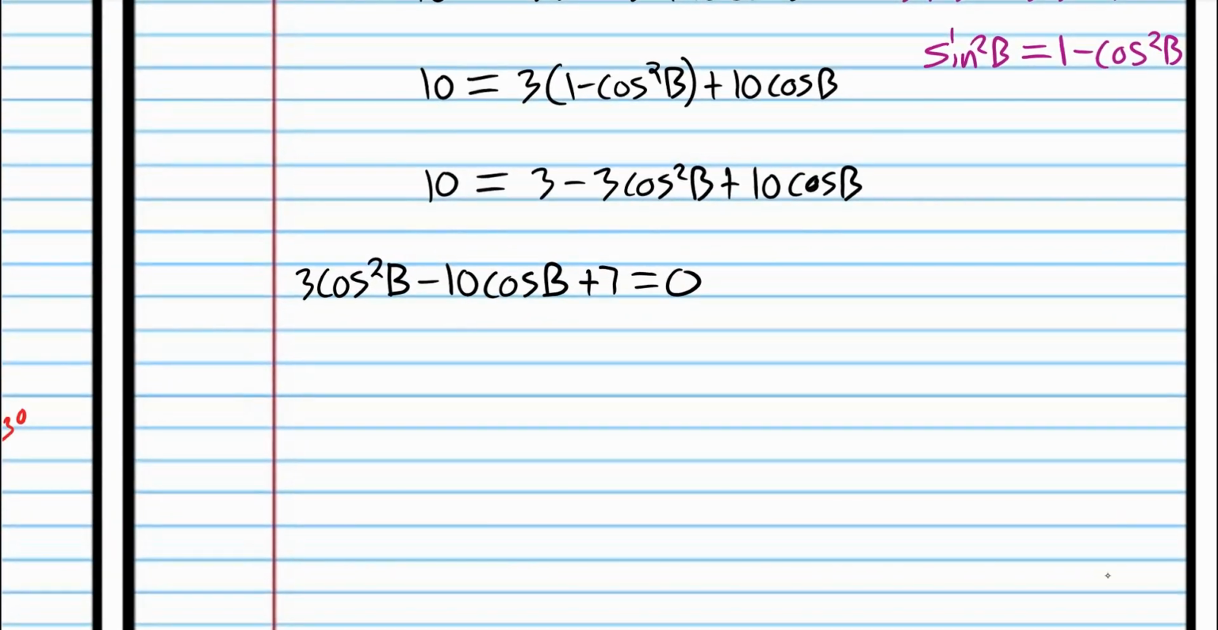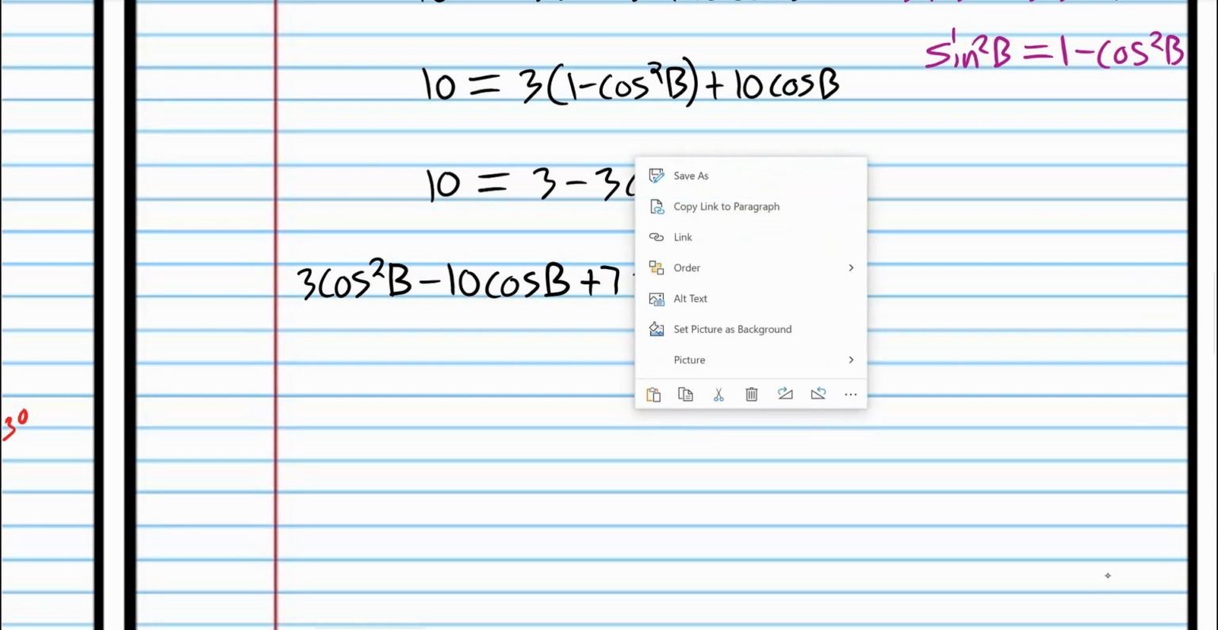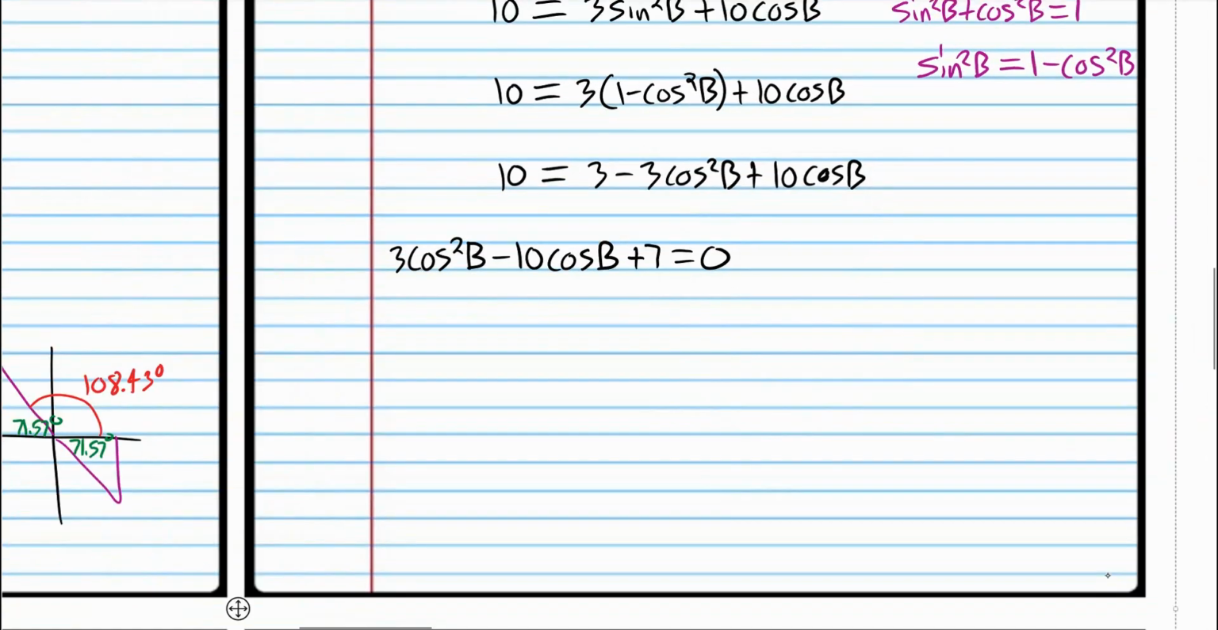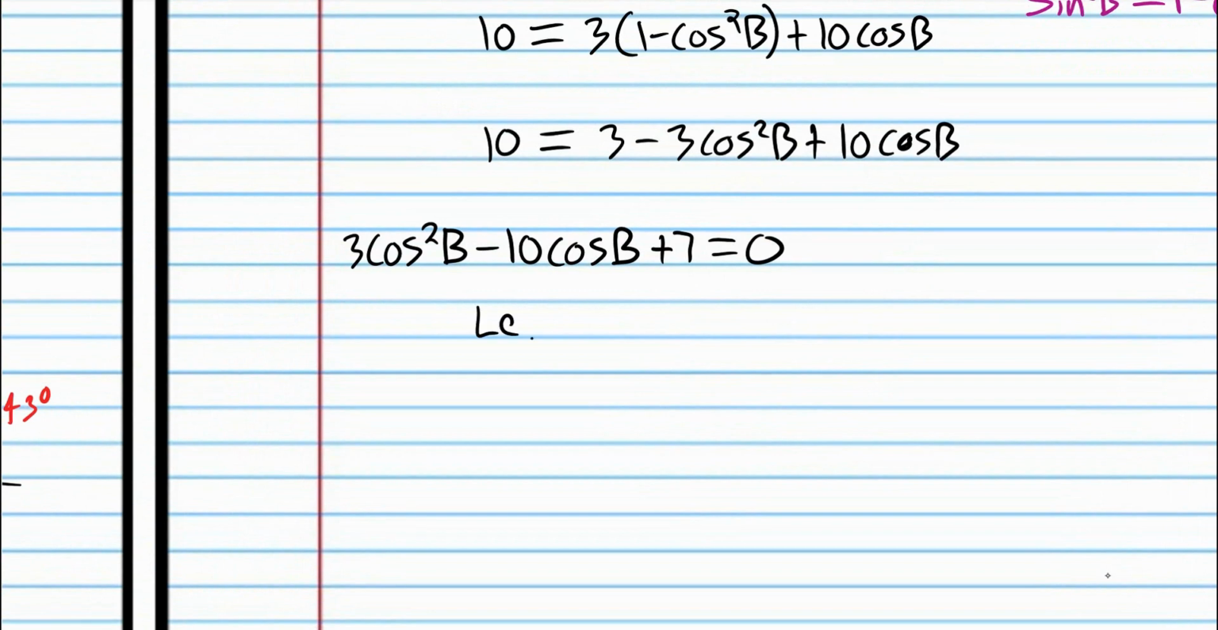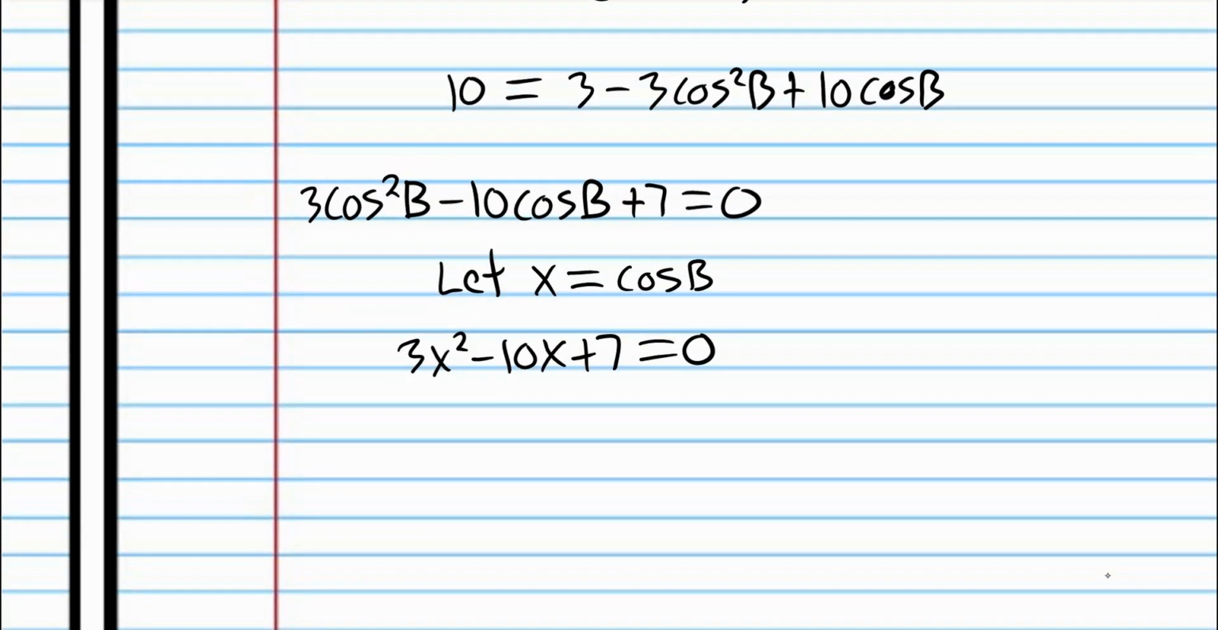So now that it's in standard form, we can try to factor this, but before we do that, let's try to simplify a little bit. Let's let x equal cosine b. Then we have 3x squared minus 10x plus 7 is equal to 0. And let's see if we can factor this. We don't really know if we can factor it or not.